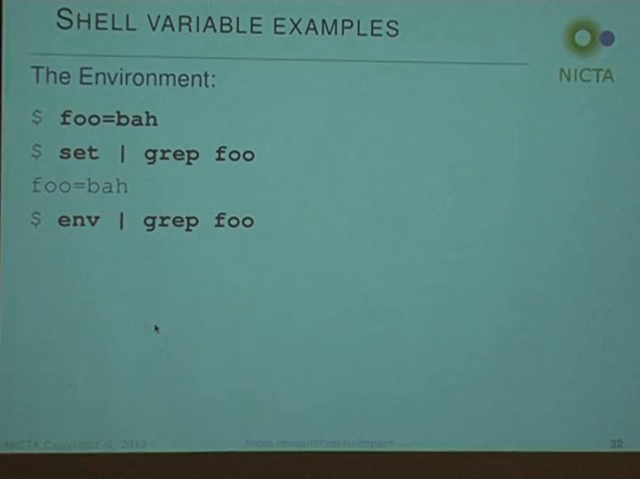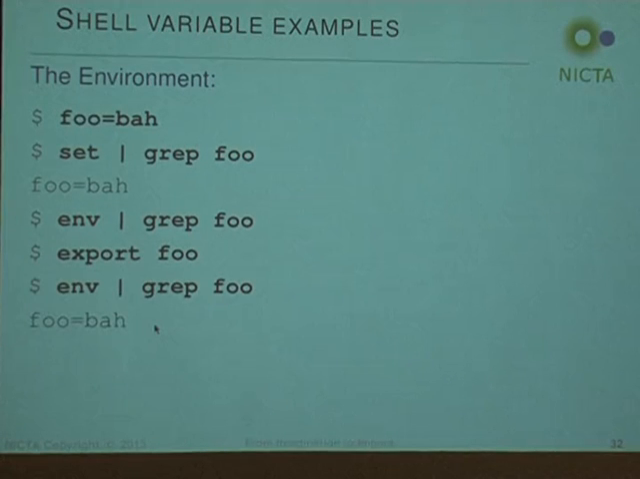If I do this, just after that bit, what's going to happen? What's going to be output? Nothing whatsoever. If I then mark foo for export, it'll move foo equals bar from just being an internal shell variable to being something that's in the program environment that can be inherited by children of this shell. If I then do env piped into grep foo, you get foo equals bar.